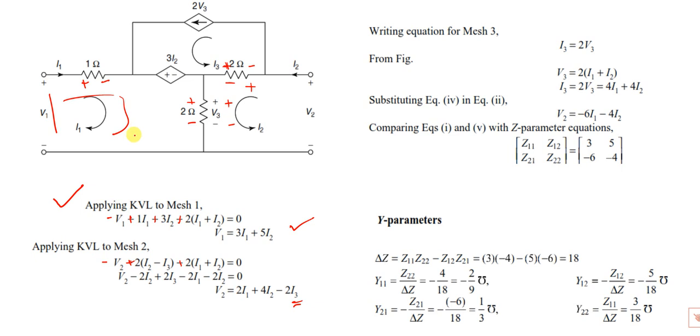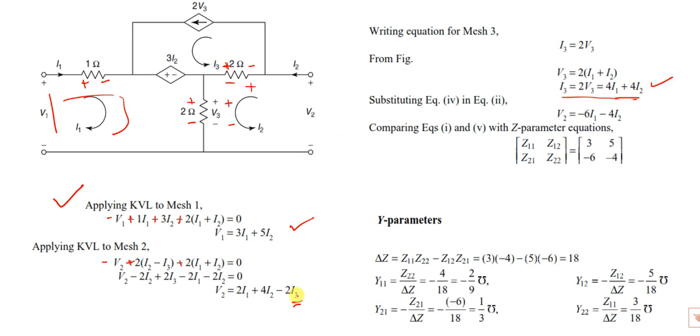From the figure, V3 is measured plus here, minus here, which is the drop across the 2 ohm resistor. So it is equal to 2 into the two currents, 2 into I1 plus I2. So V3 is equal to 2I1 plus 2I2. You substitute here: I3 is equal to 2V3. In place of V3, if I substitute 2I1 plus 2I2, it becomes 4I1 plus 4I2. I3 value is 4I1 plus 4I2.